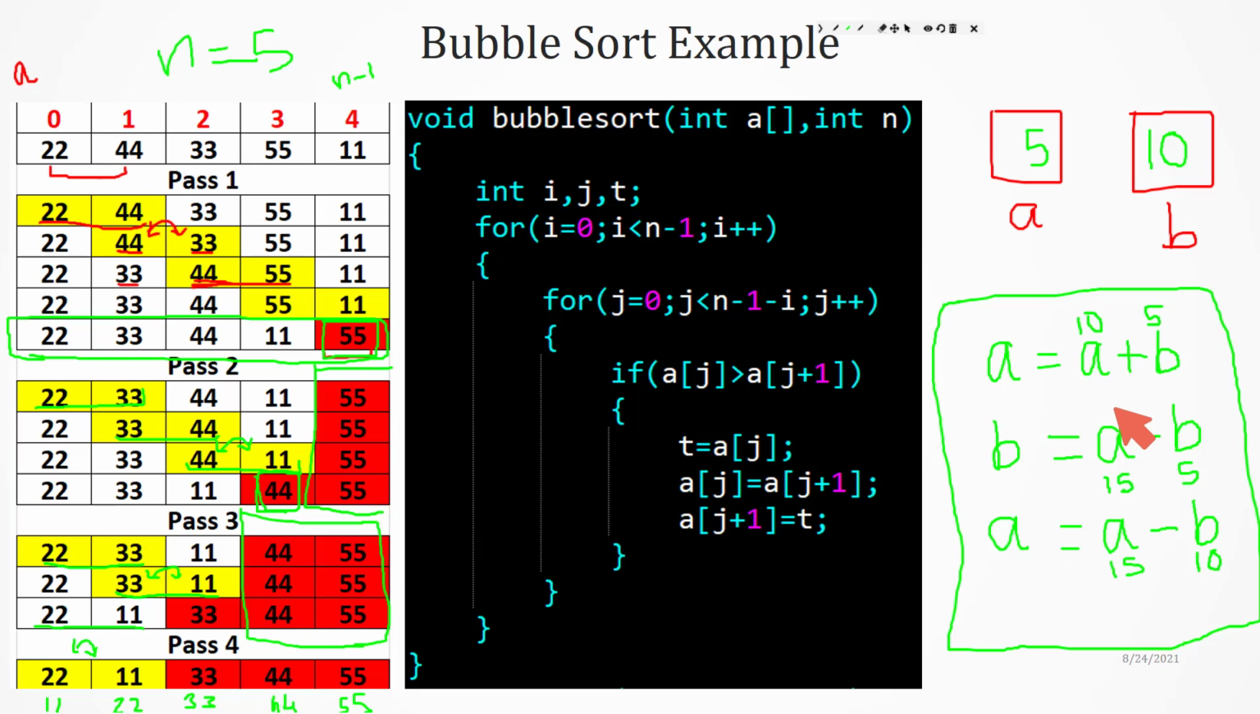Any doubt in swapping 2 numbers? Sir, what if the two numbers are equal? If the numbers are equal, say 5 and 5, then 5 and 5 will be in A and B. After this operation, 5 and 5 will be there. So in the end the result is no updation. That's it.